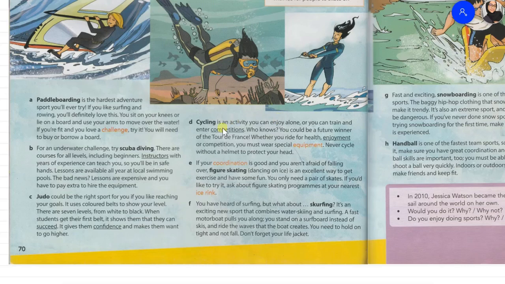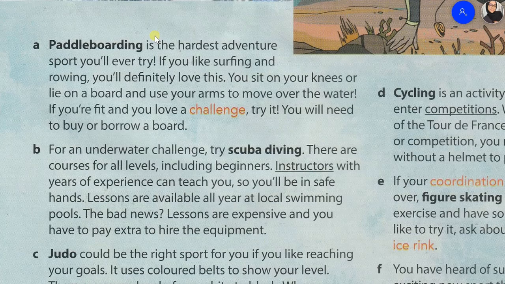So these are the 8 descriptions from A until H. Now let's read the description one by one. The first is paddleboarding. Okay, what is paddleboarding?